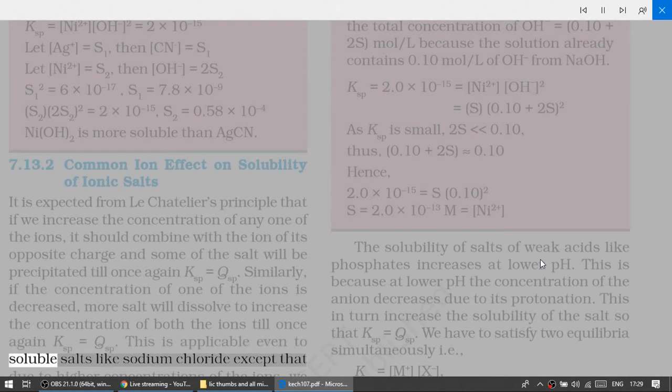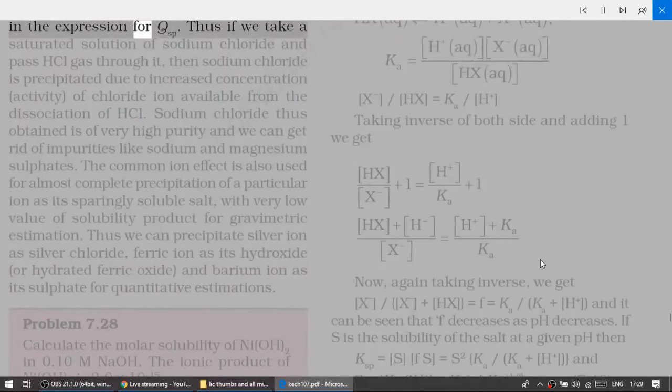This is applicable even to soluble salts like sodium chloride, except that due to higher concentrations of the ions, we use their activities instead of their molarities in the expression for Qsp. Thus if we take a saturated solution of sodium chloride and pass HCl gas through it, then sodium chloride is precipitated due to the increased concentration (activity) of chloride ion available from the dissociation of HCl.